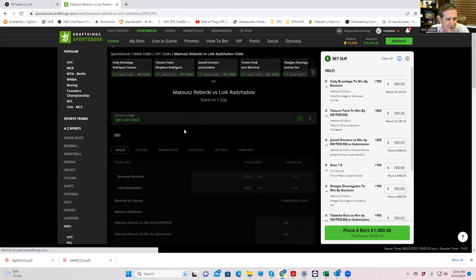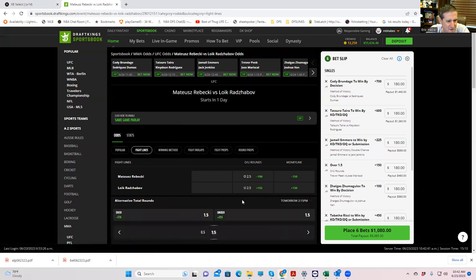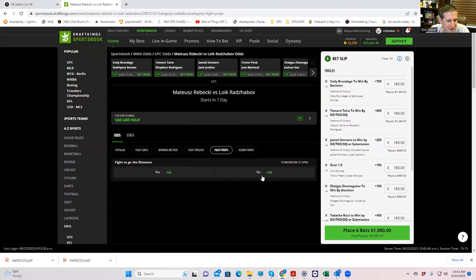Oh, we got to get to the right fight. Rebecca Loic inside the distance, and I don't know who's going to do it inside the distance, but what is this? Round props? No, fight props. Fight to finish plus 120.